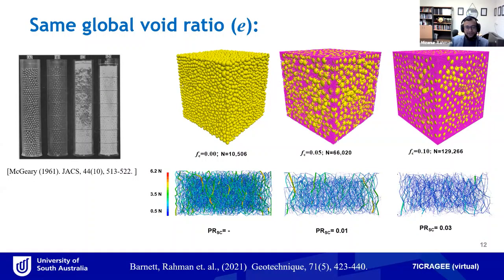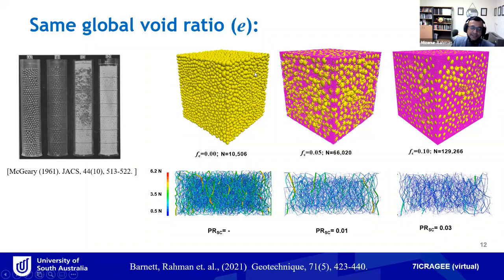But now with my student, with 3D DEM simulation, over here we get 0% fines, that's clean sand, about 10 and a half thousand particles. This one is 5% fines, about 66,000 particles, and then we have 10% fines, about 130,000 particles. So as you see, as we increase the percentage of fine content, the problem becomes very, very difficult to run within a reasonable time in computer simulation.